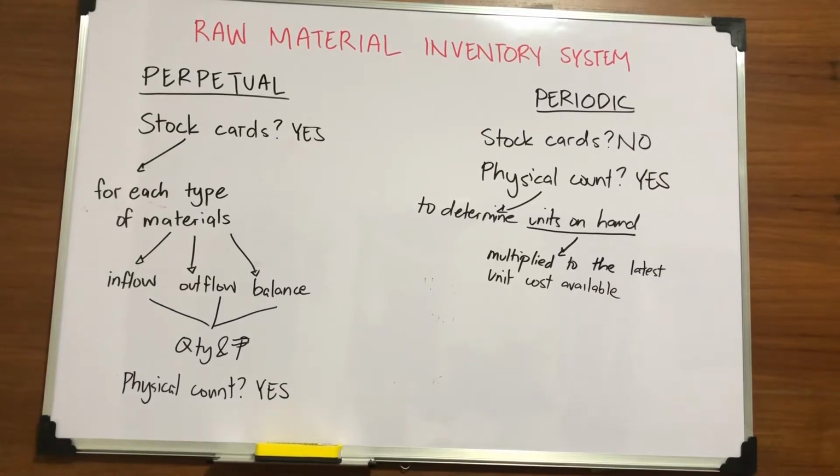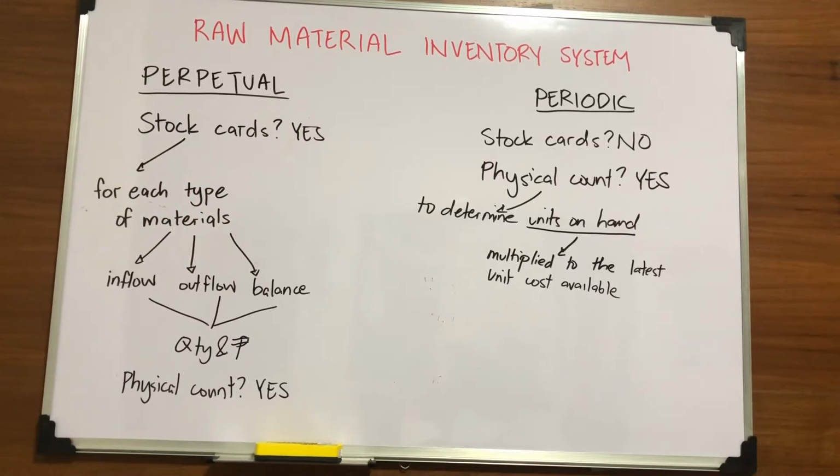So for this session, we will learn the raw material inventory system. We have two kinds of inventory system. First is your perpetual, and second is your periodic. The difference between the two is that in the perpetual inventory system, you maintain stock cards for each type of materials.